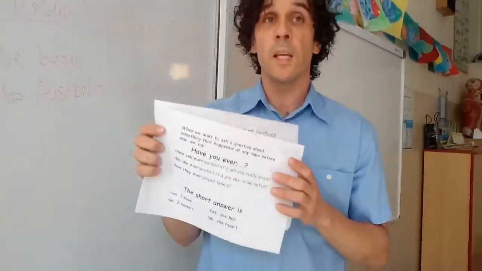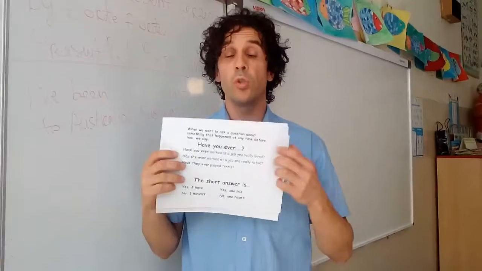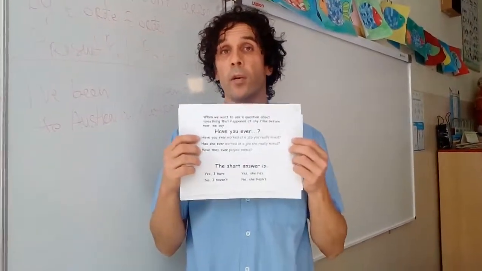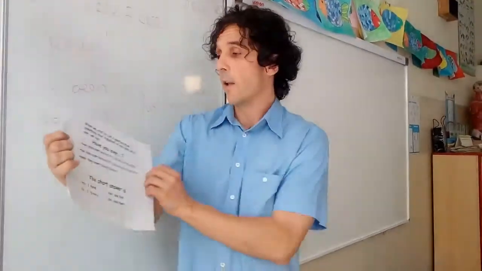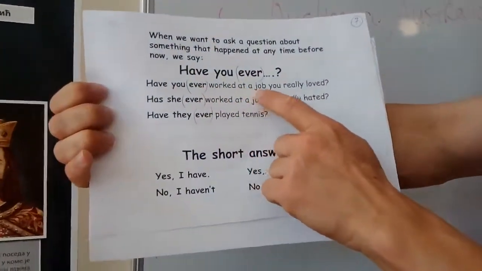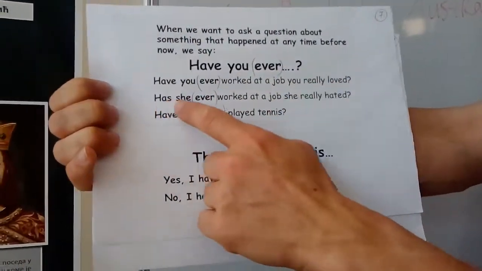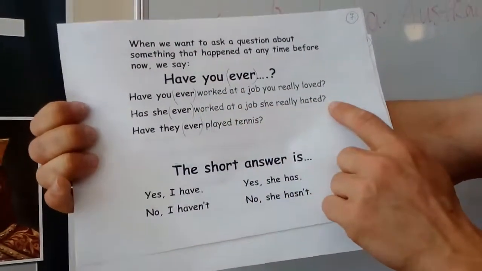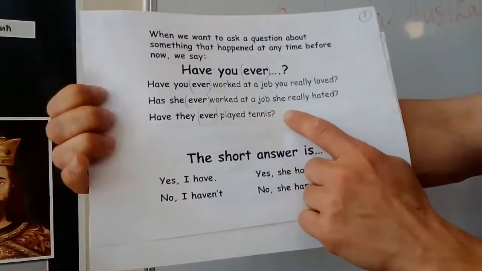Alright, so if you want to make questions, you just have to put this little verb have or has at the beginning of the sentence. And now, let's focus on this. Have you ever worked at a job you really loved? Or has she ever worked at a job she really hated? Have they ever played tennis?